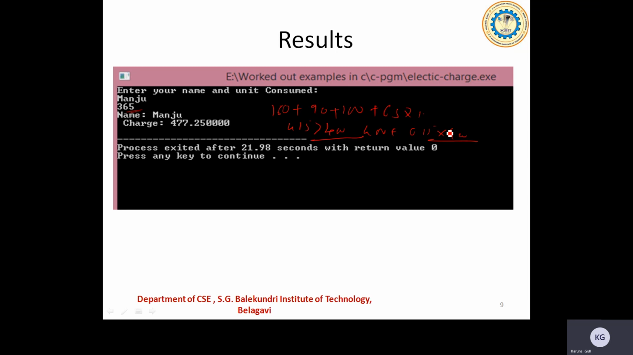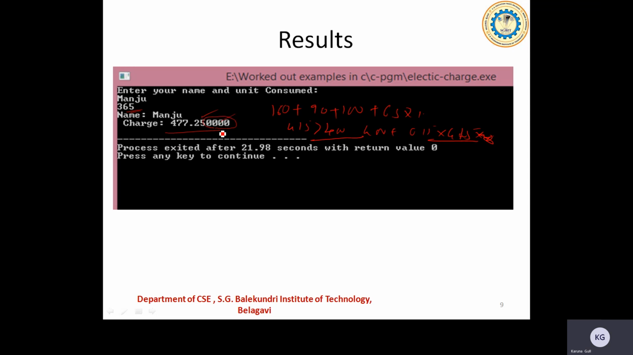So 415 into 15%, which is 0.15, I have to calculate. That is nothing but 62 rupees 25 paisa, and I need to add the 415 that I got. If I do that, I'll get around 477 rupees 25 paisa.